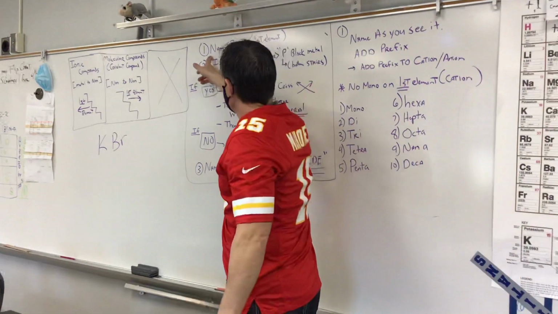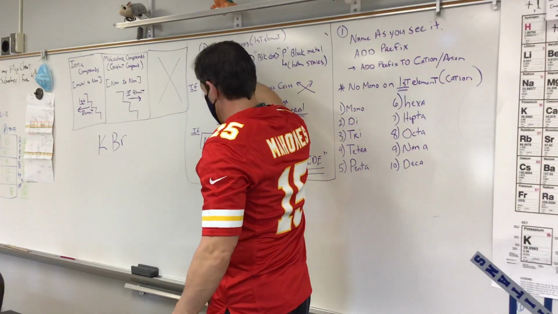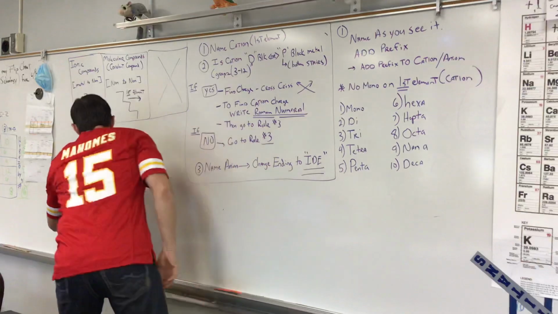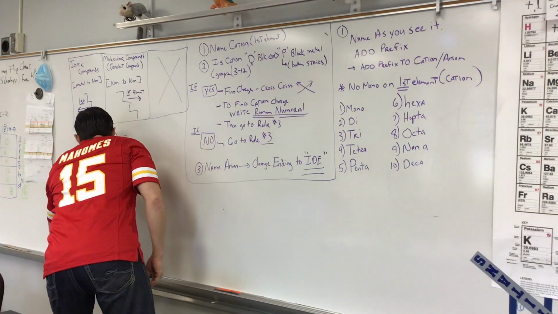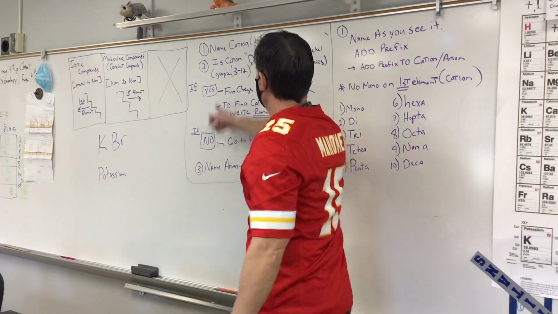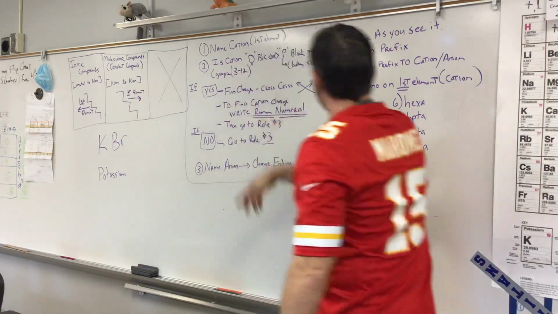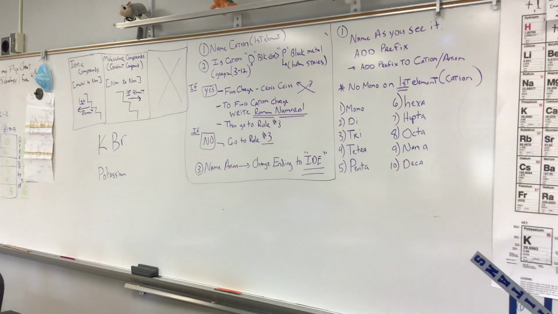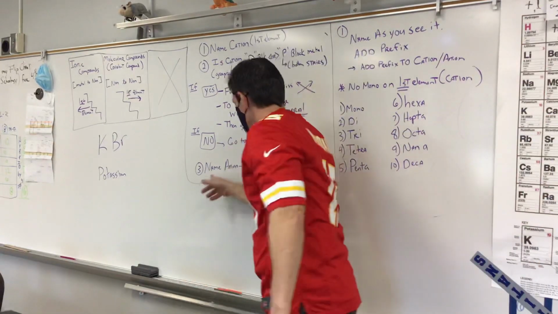So then I start asking myself these questions. The cation, which is the first element, we've got that determined. Name it. That is potassium. Simple question. Next, I ask myself, is the cation a D block or a P block? So if it's here, is it 3 to 12? No. And it's not a P block, so no again. So that's easy. No. Go to rule 3.